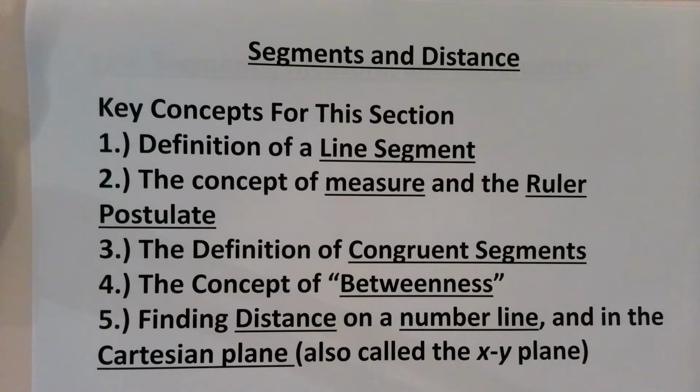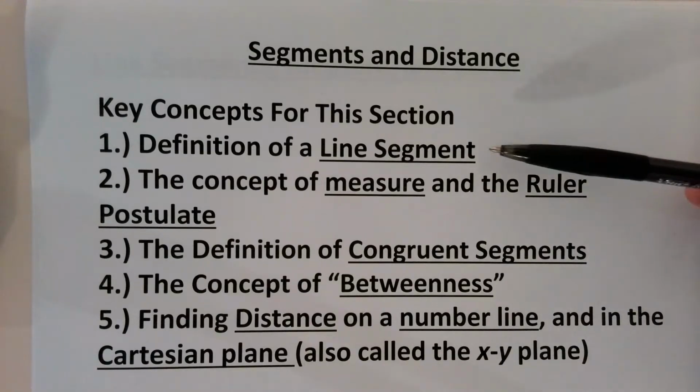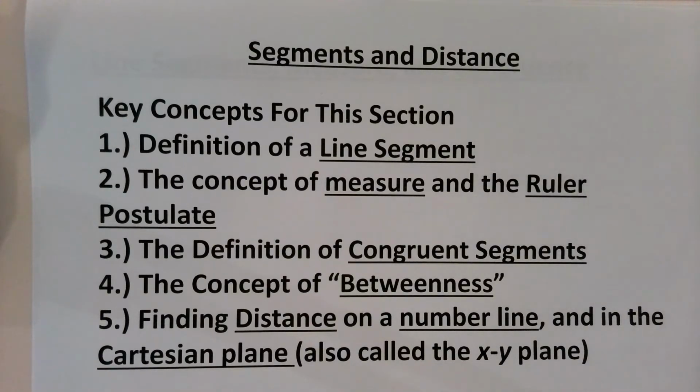So what are we going to talk about today? We're going to look at things called line segments. We're going to look at the idea of measure and the ruler postulate. And then we're going to look at how segments relate. We're going to look at this relation of congruent segments. When we talk about a point being between other points, what does that actually mean? So the notion of betweenness.